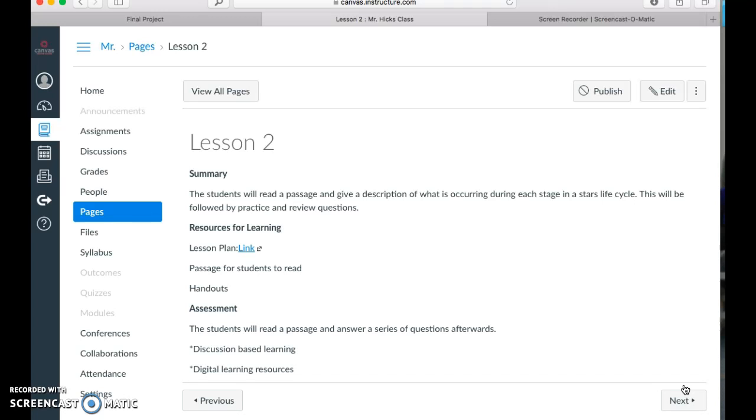Second lesson, I used discussion-based learning and digital learning resources. And for this lesson, the students will read a passage and give a description of what is occurring during each stage in a star's life cycle. This will be followed by practice and review questions. And for the assessment, the students will read a passage and answer a series of questions afterwards, which would involve discussion between the class. So that's discussion-based learning, and then they were allowed to use websites, which gets the digital learning resources.